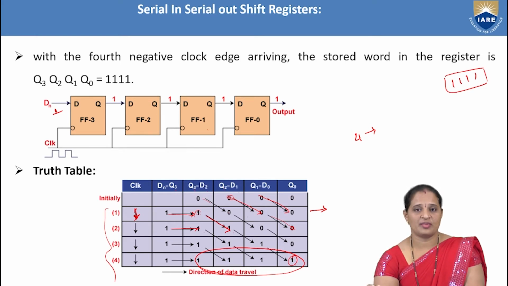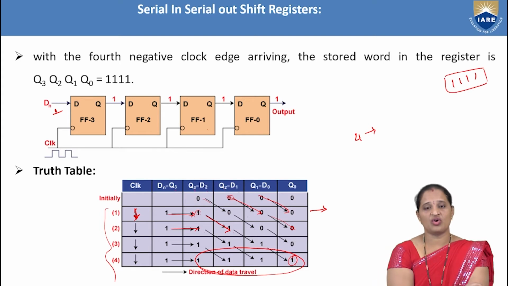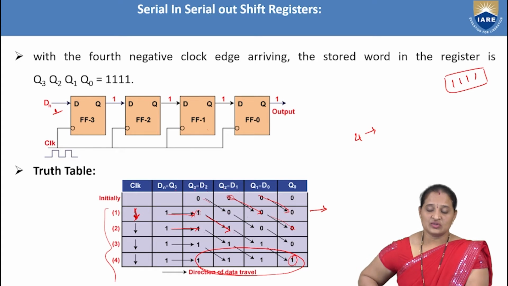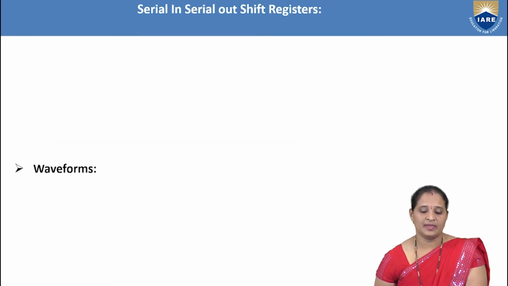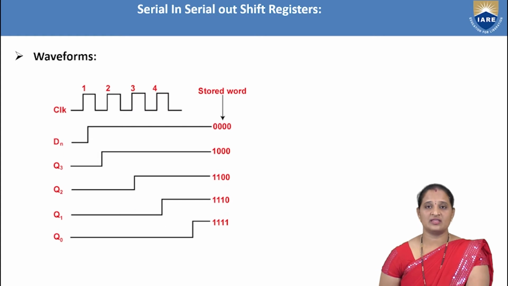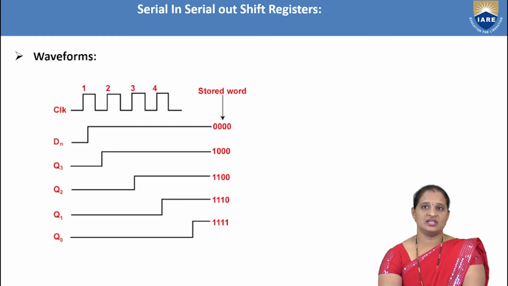So this is a major drawback here. For loading it requires 4 clock pulses, and for reading also it requires 4 clock pulses. So that is a time-taking process. That means the propagation delay is more in serial in, serial out. So now let us see the waveforms of the serial in, serial out shift register.